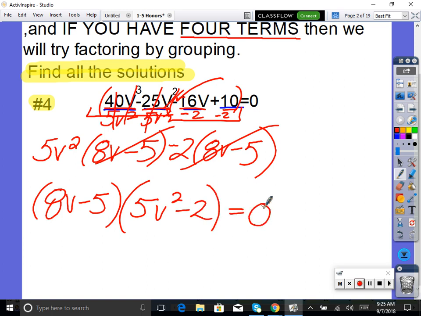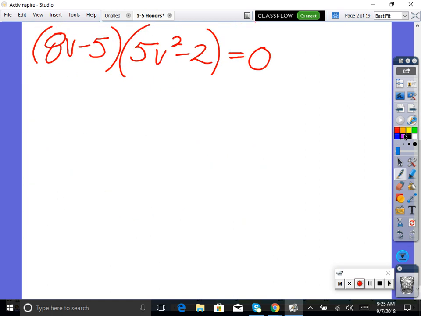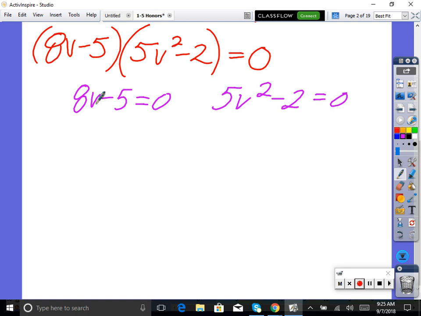Now, all we've done is factor it. This one said find the solutions. We're using factoring to solve. Well, now that we've factored it, can't we set each of our factors equal to 0 and solve? So 8v minus 5 equals 0, and 5v squared minus 2 equals 0. Solve for v. So we would do what here? Add 5, divide by 8, right? So v is equal to 5 divided by 8.